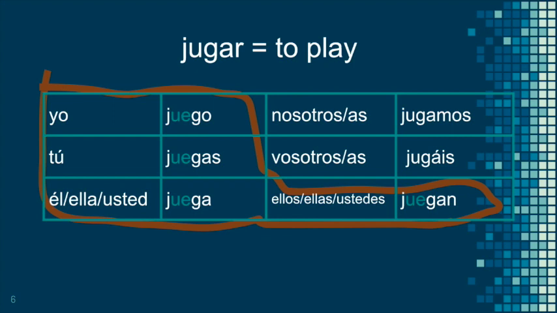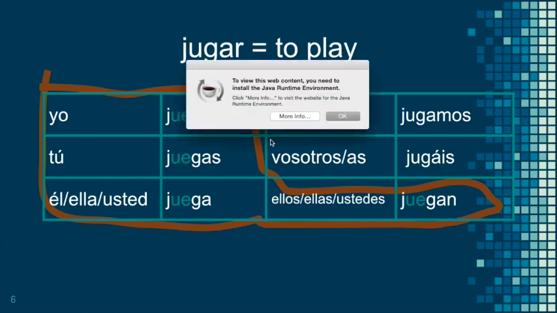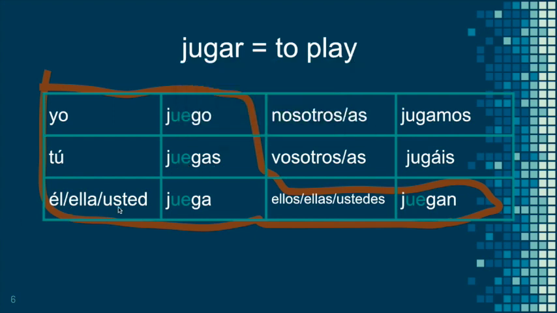The ones outside the verb, outside the boot, will not change stems. So you can see yo juego, the stem changed. Tú juegas, stem change with the AS ending. You can see él, ella, usted juega. Again, stem change, A ending.